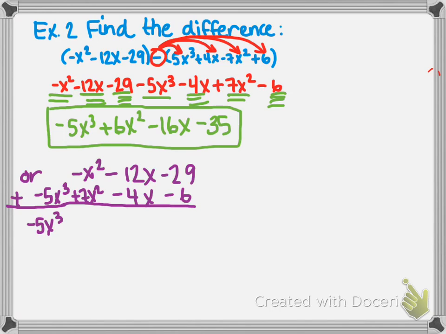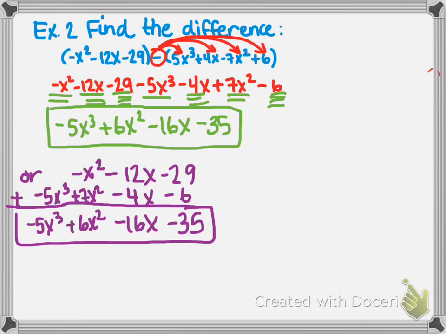And now that they're lined up, add them like we did when we were finding the sum. So combining like terms, bring down my cubic term, negative 5x cubed. Negative x squared plus 7x squared is plus 6x squared. Negative 12x plus negative 4x is negative 16x. Negative 29 minus 6 or plus negative 6 is negative 35. So we have the same difference, negative 5x cubed plus 6x squared minus 16x minus 35.